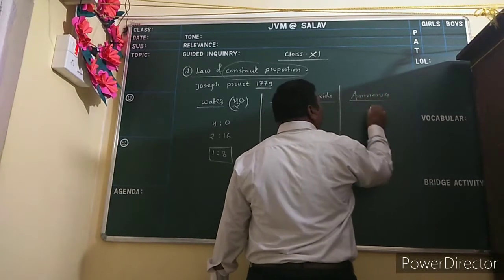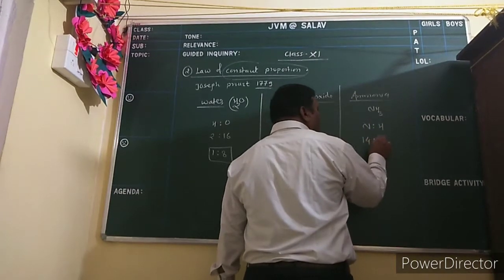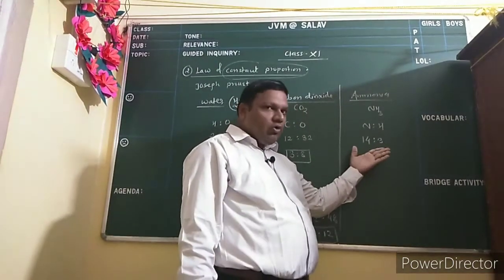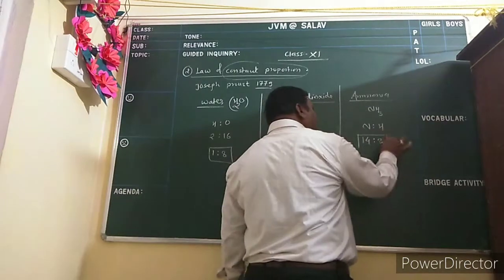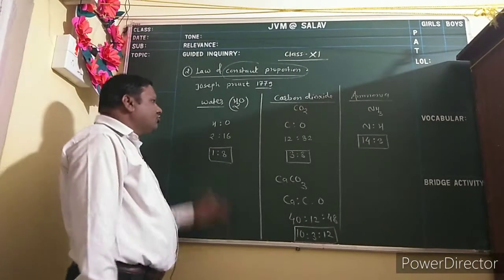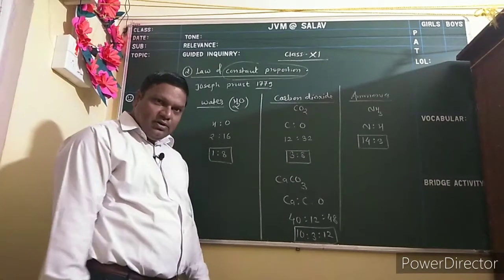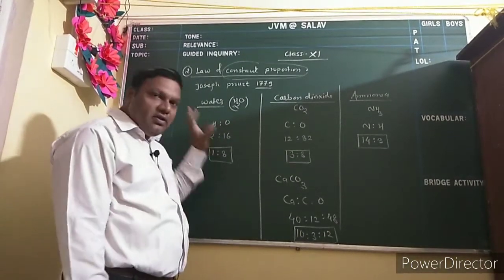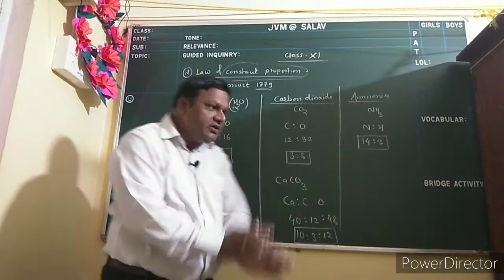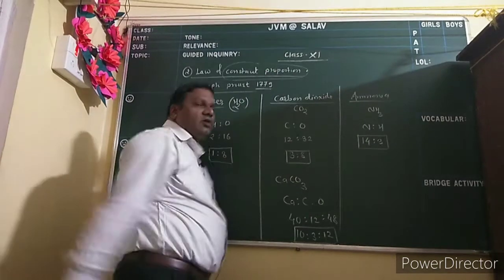Can anyone tell the formula? NH3. So nitrogen to hydrogen is 14 to 3. Can it simplify again? No, because there is no common factor here. So 14 to 3 is the simple ratio in ammonia, nitrogen to hydrogen. So this is very simple. Whatever compounds we take, whatever sources there are, the chemical composition in the compounds, the proportion, is always fixed, always constant. That is the law of constant proportion, and it was discovered by Joseph Proust.